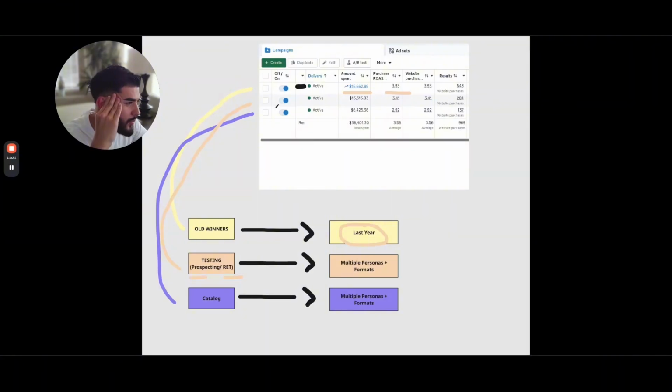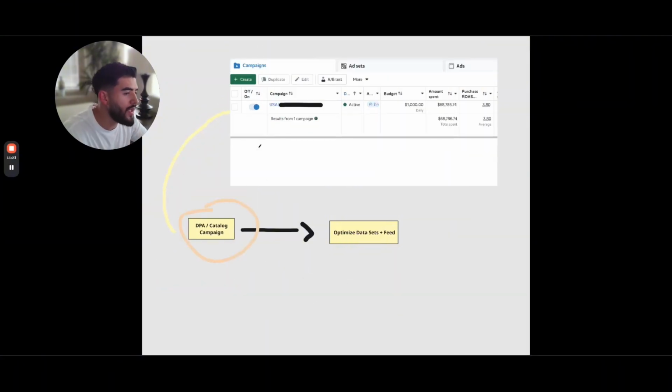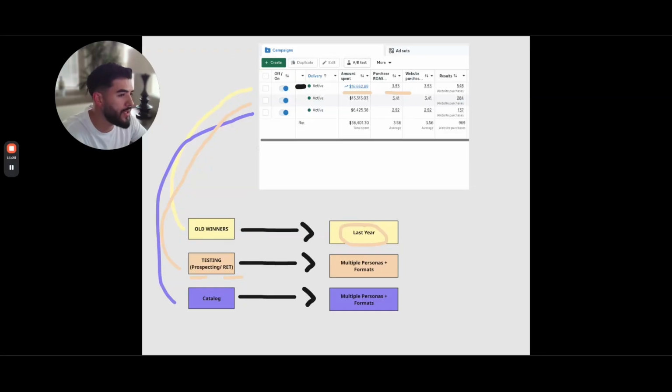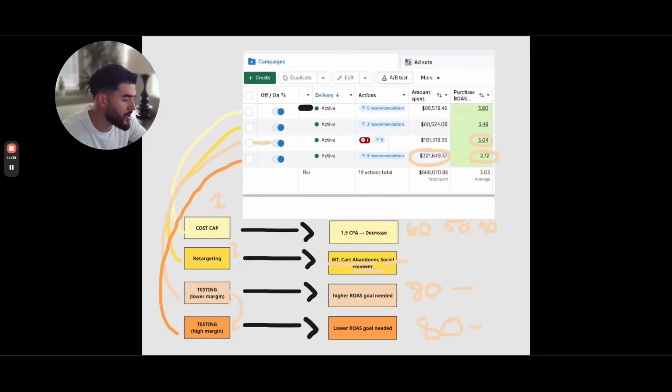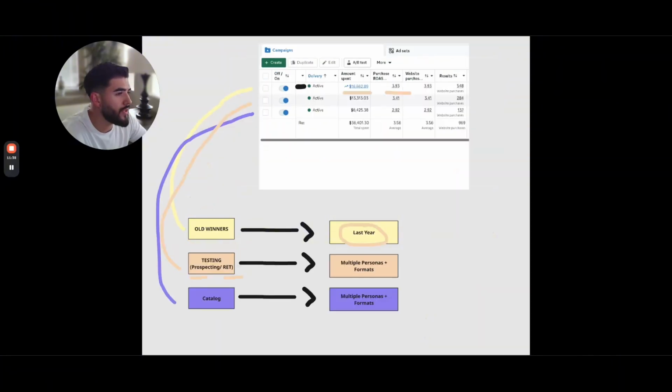And then last but not least, we have the catalog, which makes sense for almost every business. I've had it work pretty much consistently, and just test it for your own ad account. But really, these three structures are going to crush. Test one of them. I'm sure you'll find success.